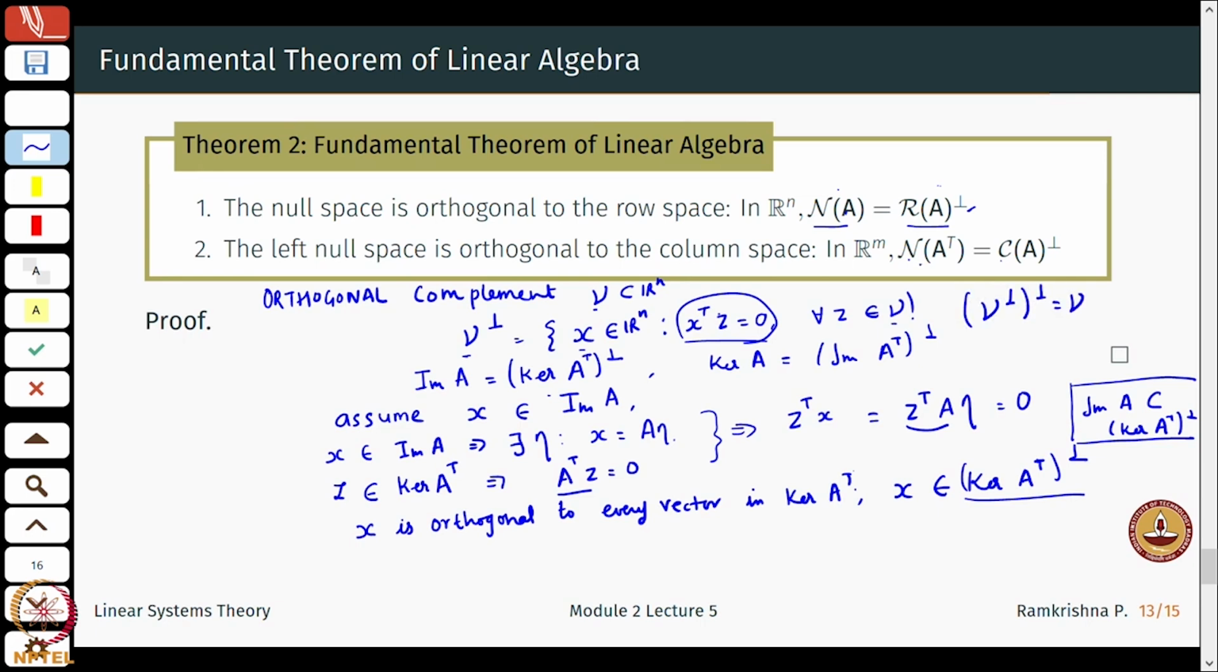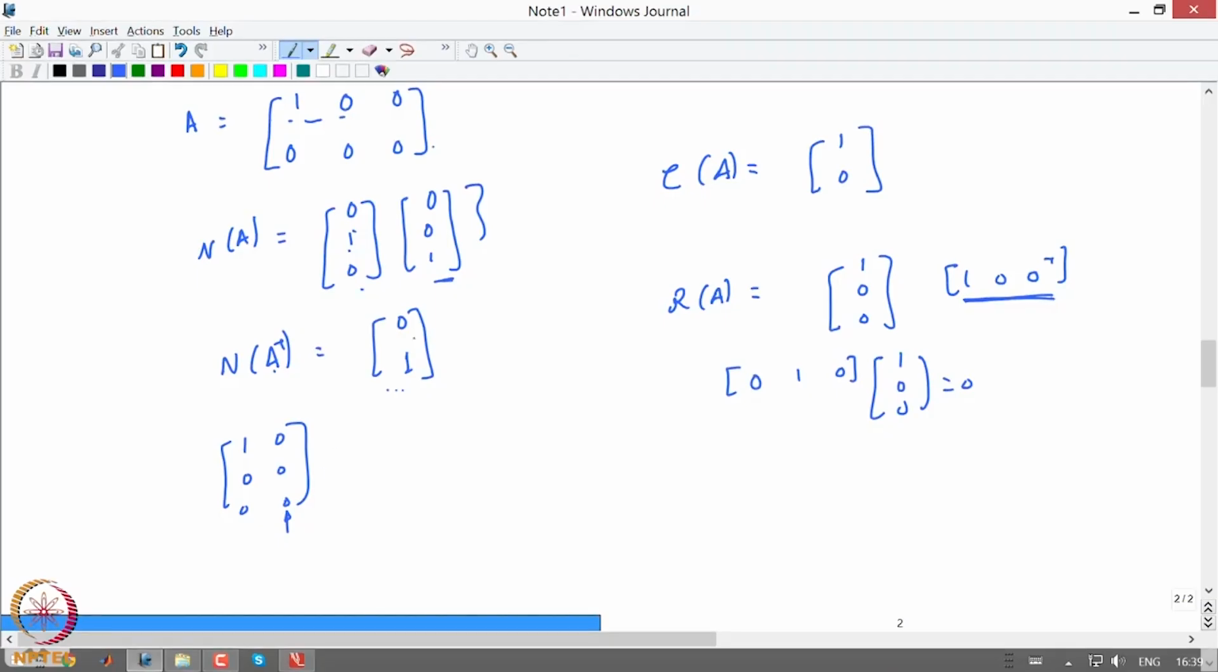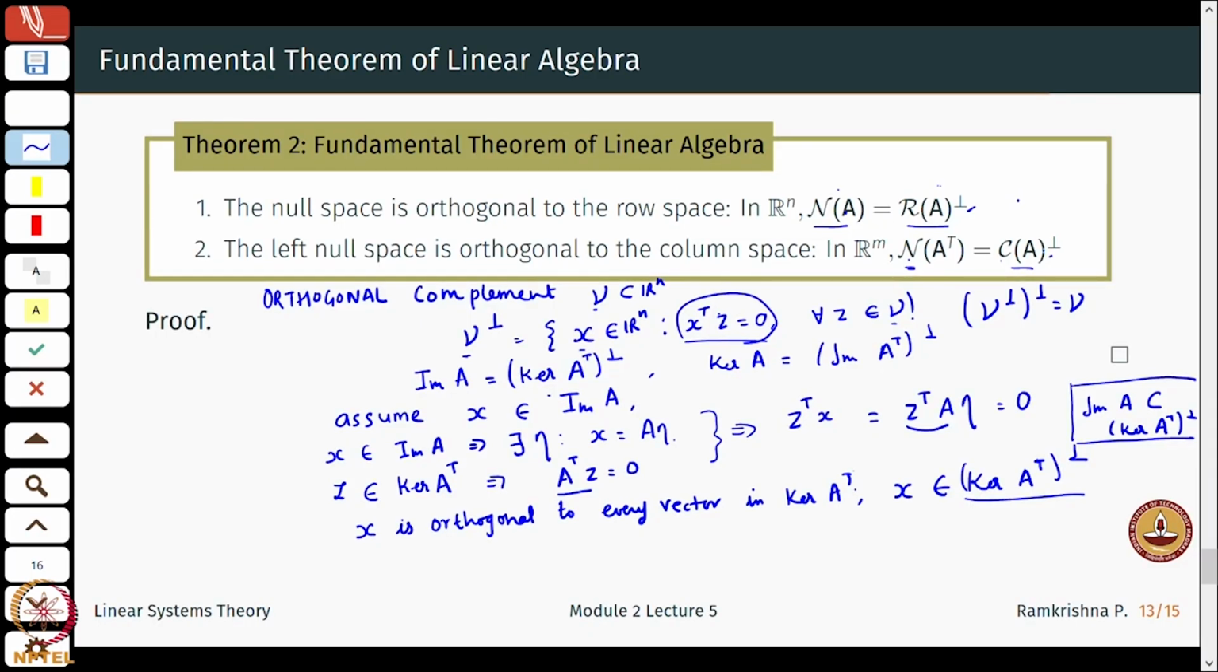Similarly, you can verify that the null space of A transpose is in the orthogonal complement of C of A, right. So take this and multiply: 0 1 from here and 1 0 from here will give you 0, right. So this is the relation between these two, and the relation between these two. So that is a little illustration of a theorem which says the following.